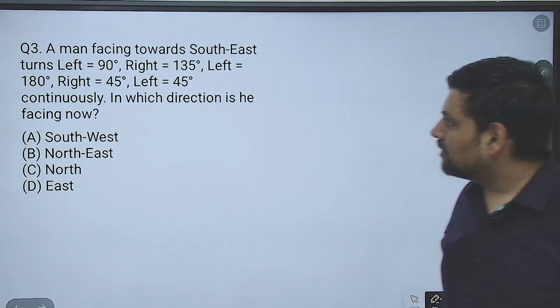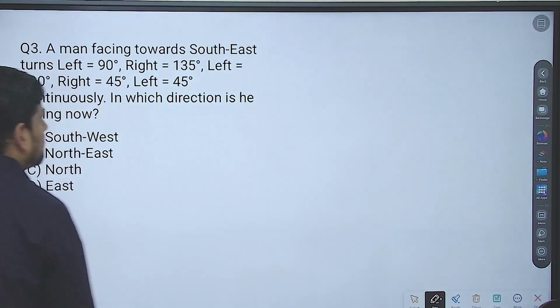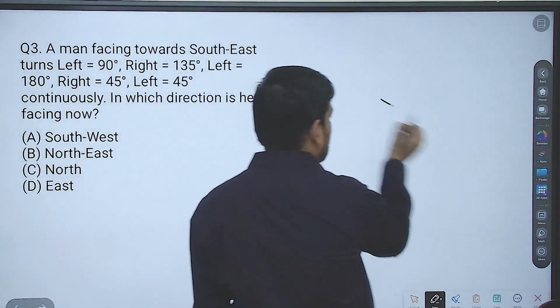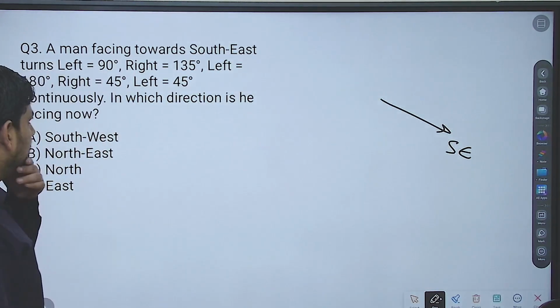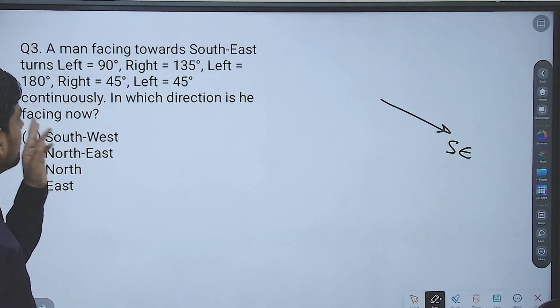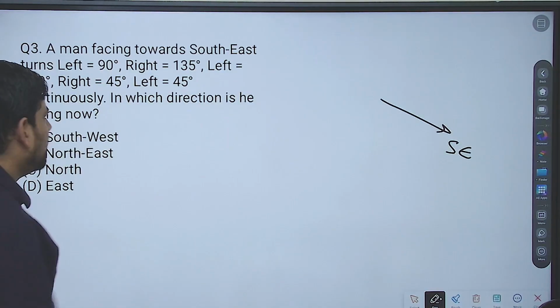Then let's solve it in a similar way. A man is facing towards southeast. Okay, no problem. Facing towards southeast, then turns left 90 degrees, then right 135 degrees.